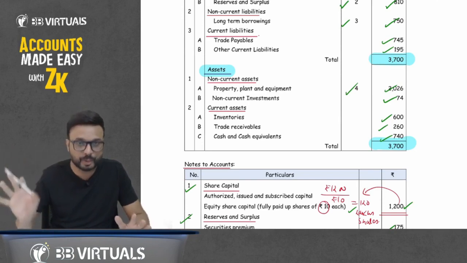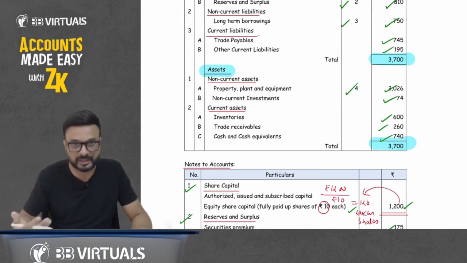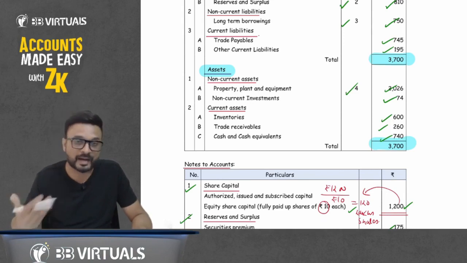But don't see the solution first. First you have to solve. I will give you homework today. First you have to solve that practice question and then check it. So you can find out where you are making mistakes, and next time you will not make that mistake again.